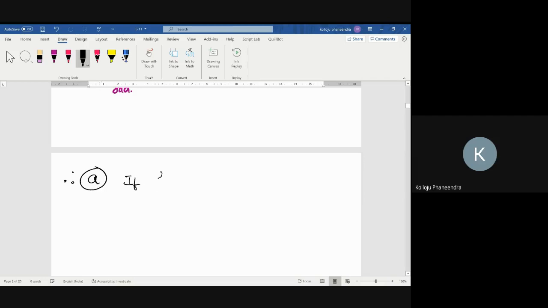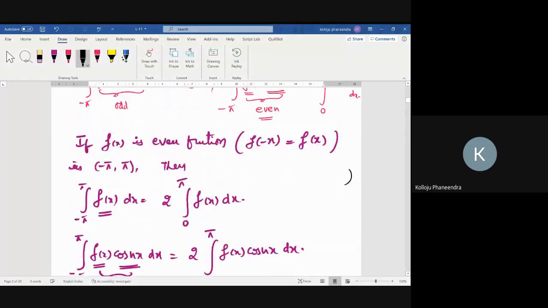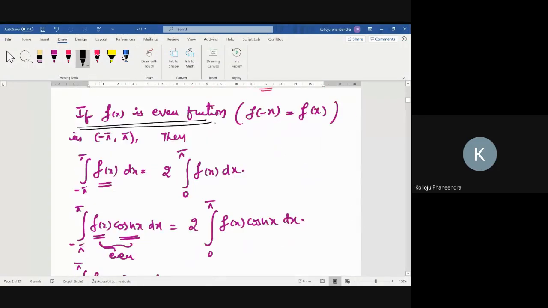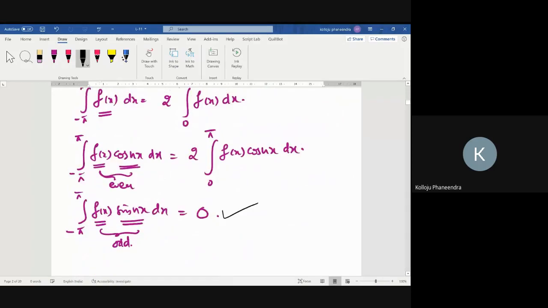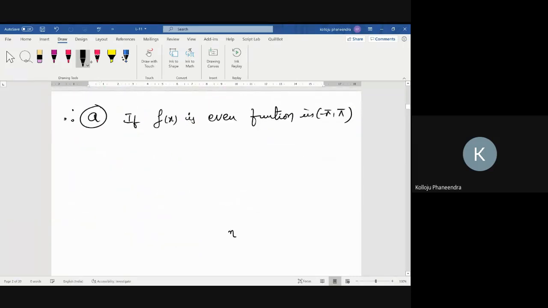if f of x is an even function in the interval minus pi to pi, then this integral is 0. This part is nothing but bn, the value of bn, and it is 0. So only a0 and an will be there for an even function.